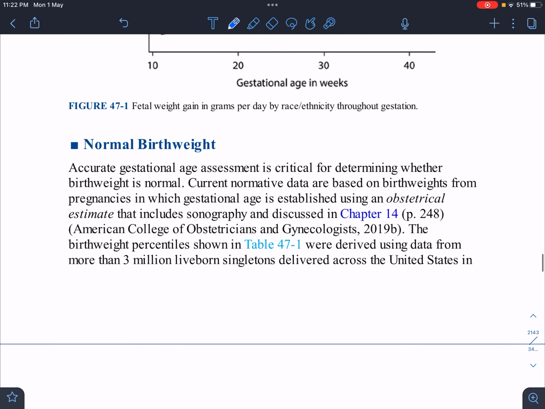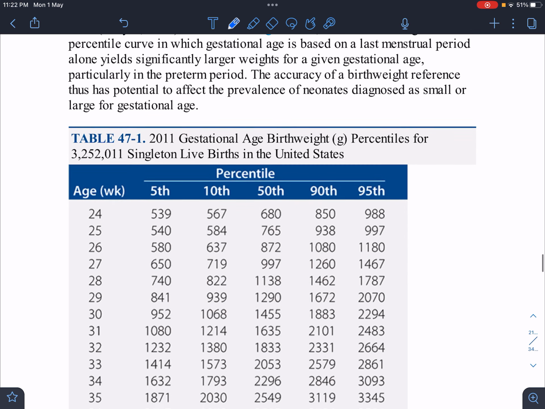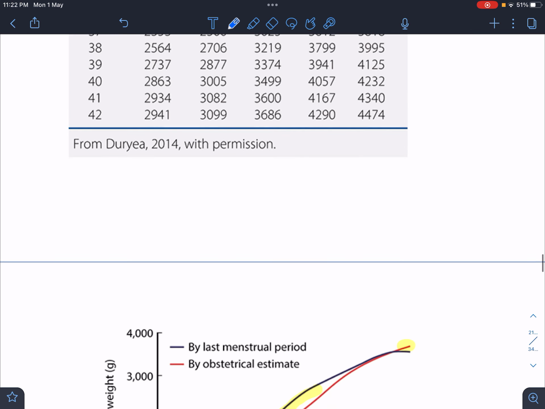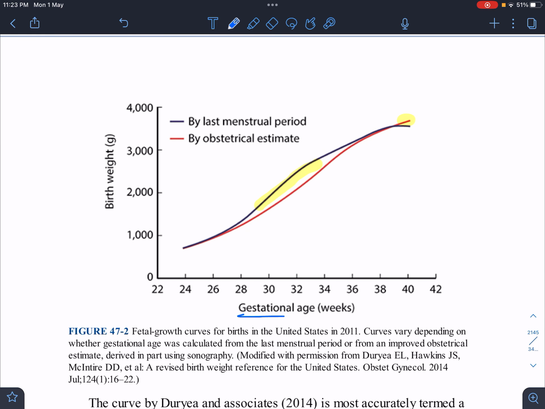Now what is the normal birth weight? For determining the normal birth weight, the gestational age assessment is very important. You can use sonographic methods and other methods and derive what the gestational age is. So that is there.